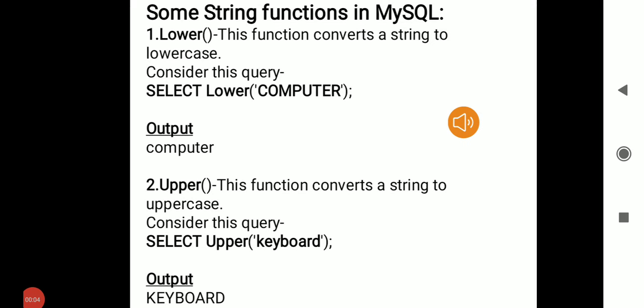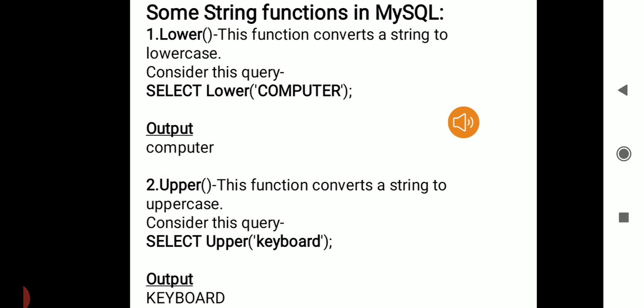Students, let's discuss some string functions used in MySQL. The first one, as you can see in the slide, is the lower function. So basically, what is the lower function? The lower function converts a string into lowercase. That means if the string consists of any capital letters, it will be converted into small letters. So by lowercase, we mean small letters.